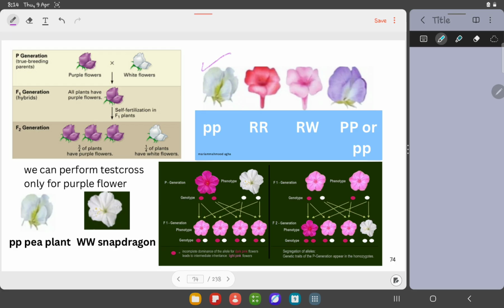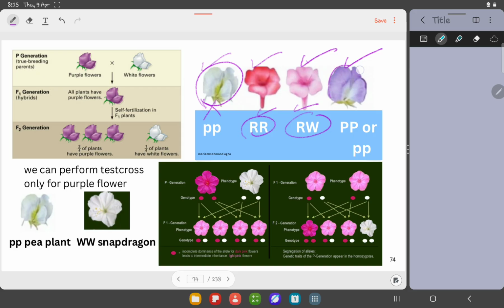We have white flower color, we have red flower color, we have pink and purple. The white flower color, we will talk about it. It's incomplete. This is the pea plant, and it's p small, so it's recessive, and there is no need for the test cross. And for the red and the pink flower, we already know their genotypes, and we will talk about it later. There is no need to perform test cross for them.